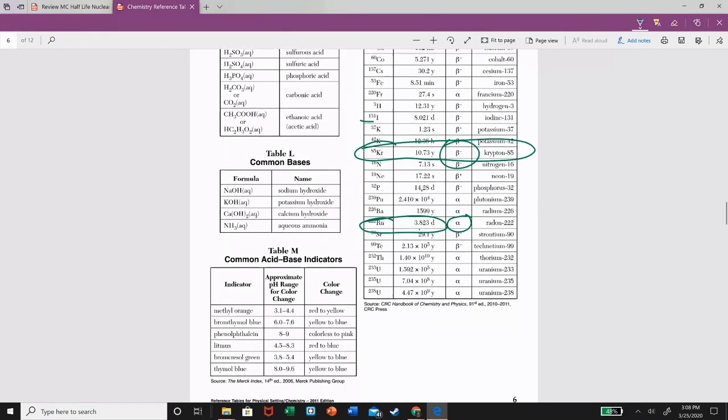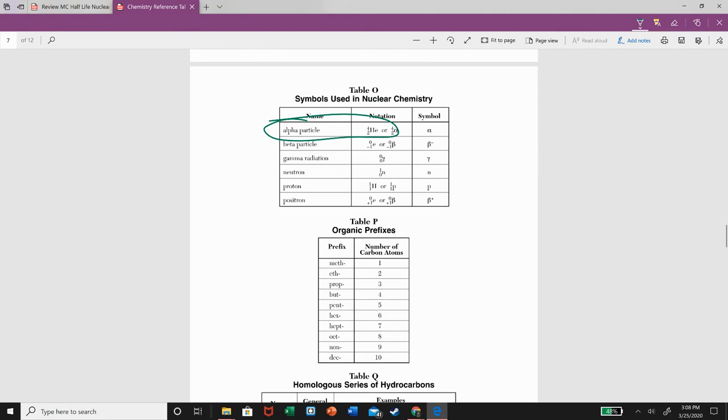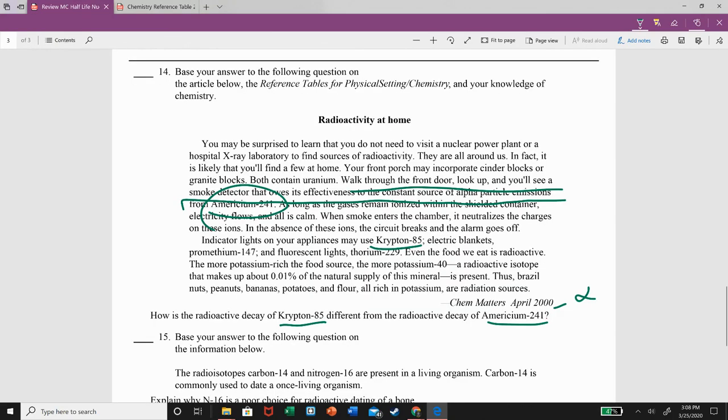If you forget what B minus means, I go over here and I see the B minus is right over there. And that's a beta particle, so it's beta decay. So then this undergoes beta decay. So how are they different? Krypton-85 undergoes beta decay. Americium-241 undergoes alpha decay. That's it. You can't say that they have different half-lives because that doesn't answer the question. That doesn't answer the question about the radioactive decay.